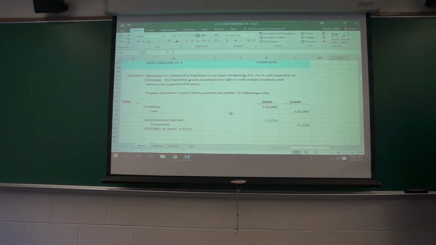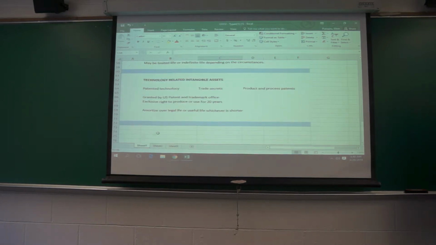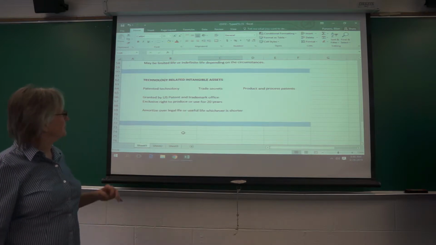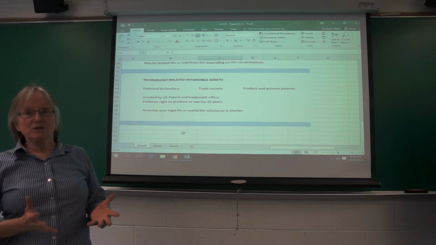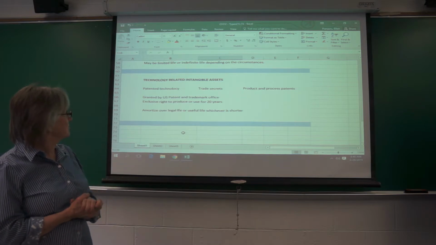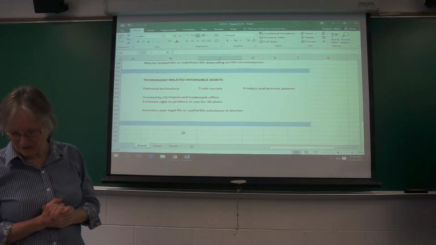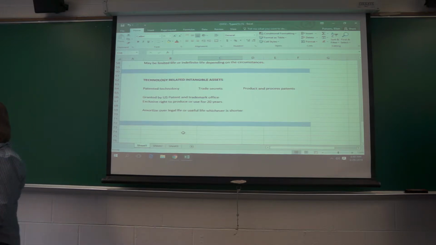And then the last are your patents and sort of your technology-related intangibles. And these would be trade secrets and product and process patents, things like that. Granted by the U.S. Patent Office, usually 20-year legal life, and you're going to amortize over the legal or the useful life, whichever is less. Okay, so you'd look at brief exercises 12.1 and 2 on that.